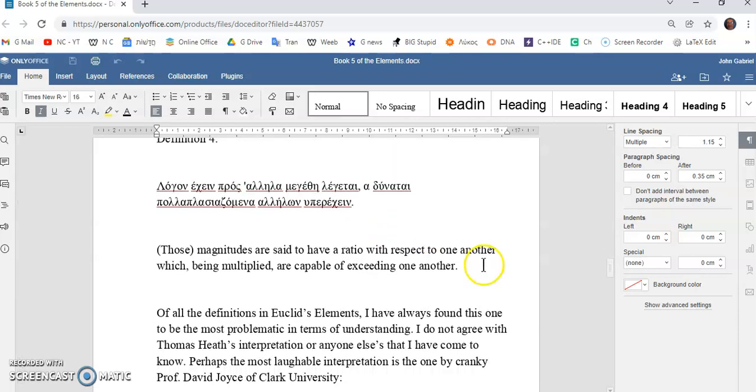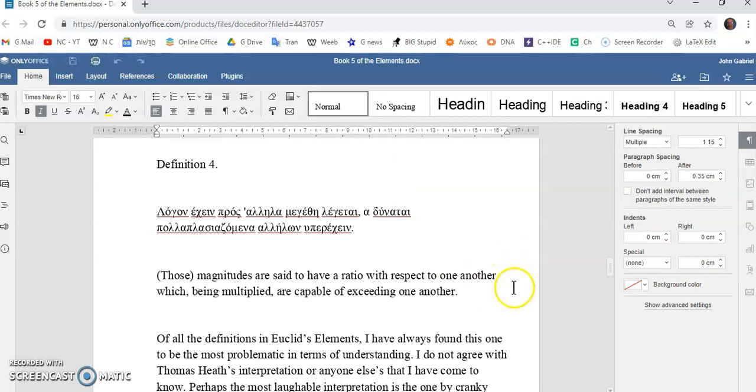So now definition 4 states the following. It says, these magnitudes are said to have a ratio with respect to one another, which when multiplied are capable of exceeding one another. And I'll tell you, I was stumped on this for a very long time. In fact, for several decades, because I couldn't really understand what was being said here, what Euclid was trying to say.